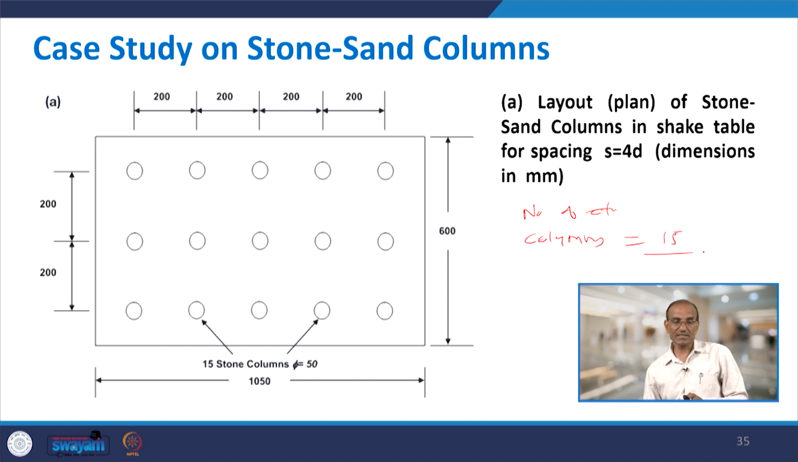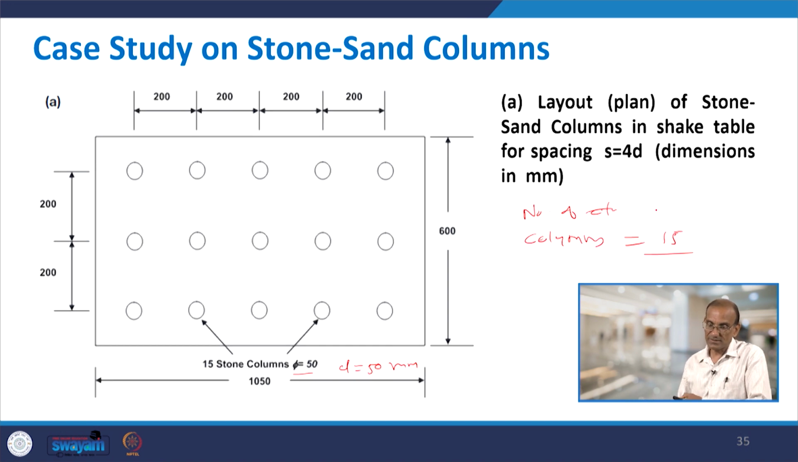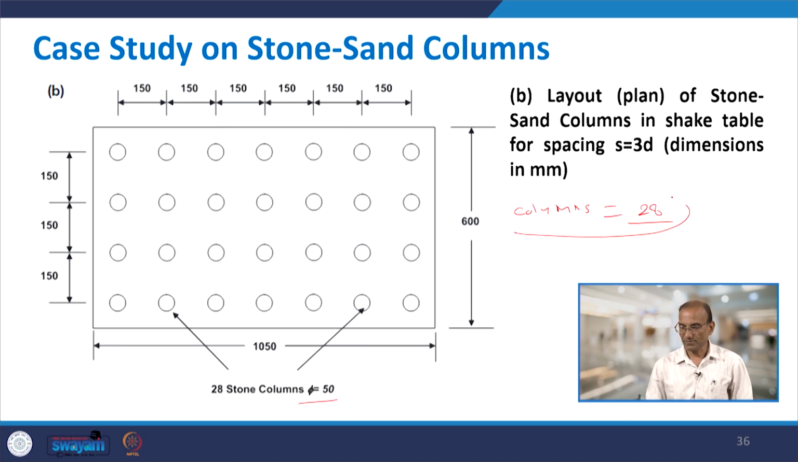If I decrease the spacing, that is instead of 4D, it is 3D. So, instead of 200 mm, D is the diameter, which is 50 mm given to you. So, the diameter is again kept 50 mm, and if you keep the spacing 3D, it will be 150 mm, but now in one row you have 7 columns and 4 rows. So, the number of columns will increase, to 28 in this case. The size of the column is the same. So, only 15 columns are used here, while here 28 columns are used.